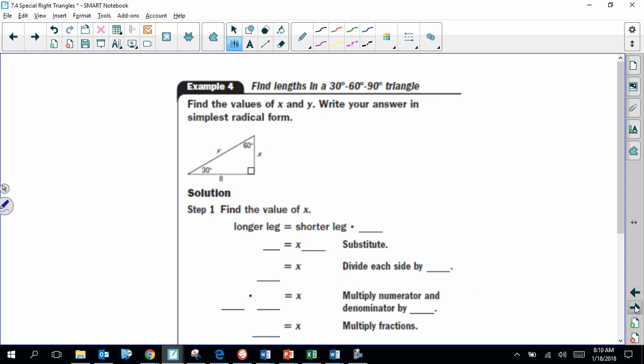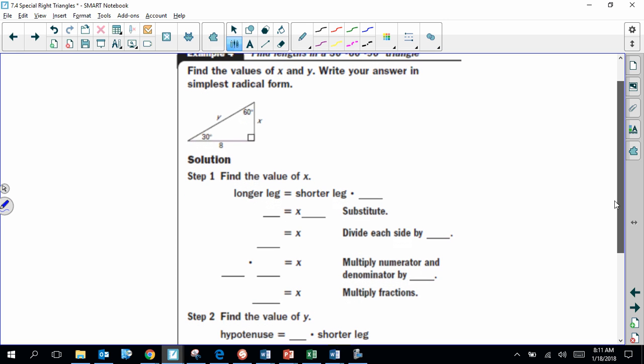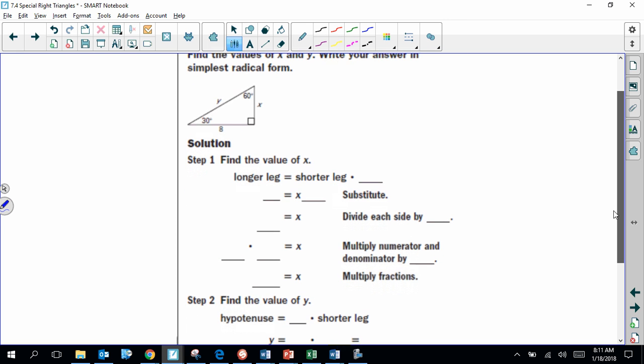So here is a 30-60-90 triangle. We want to know the lengths of the missing sides. Here we can just go ahead and fill in the blanks, because they do a pretty good job of setting up the problem and working it out the same way I would without filling in the blanks. So let's find the value of x. The reason we have to find the value of x first is because the hypotenuse and the long leg both depend on what the short leg is.